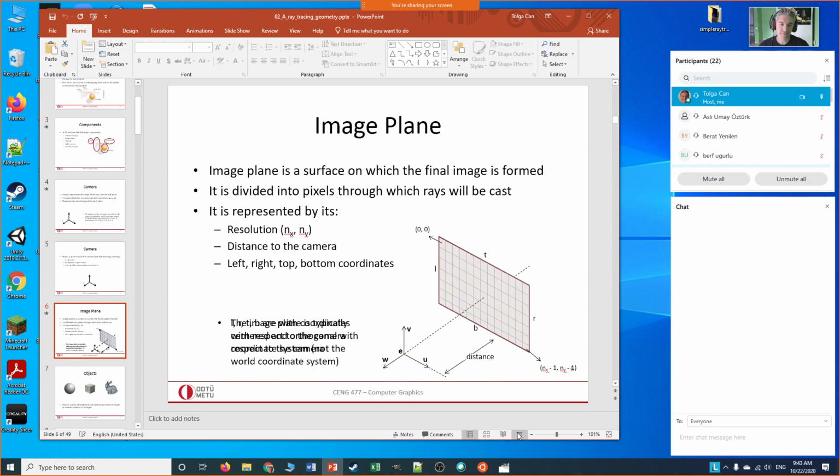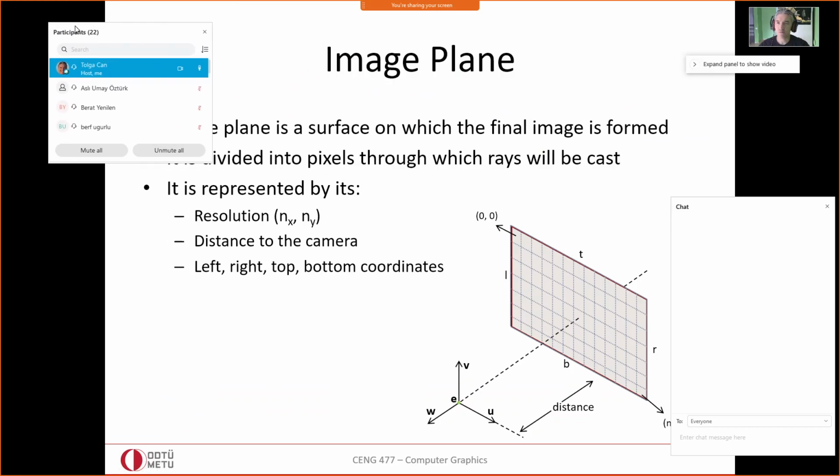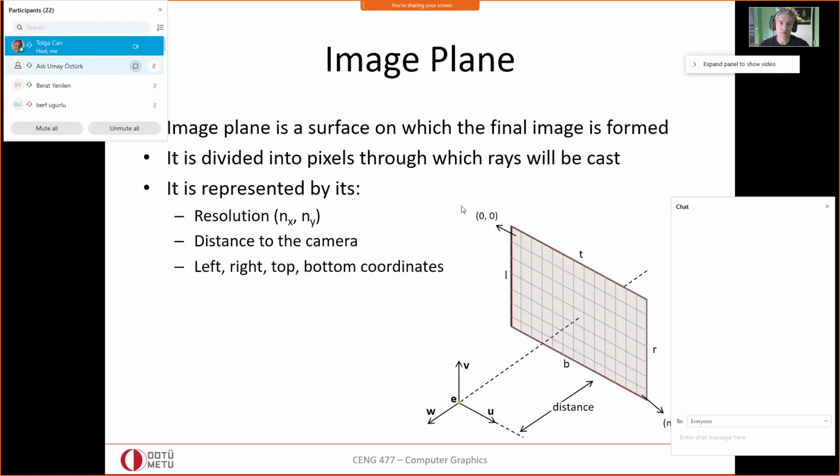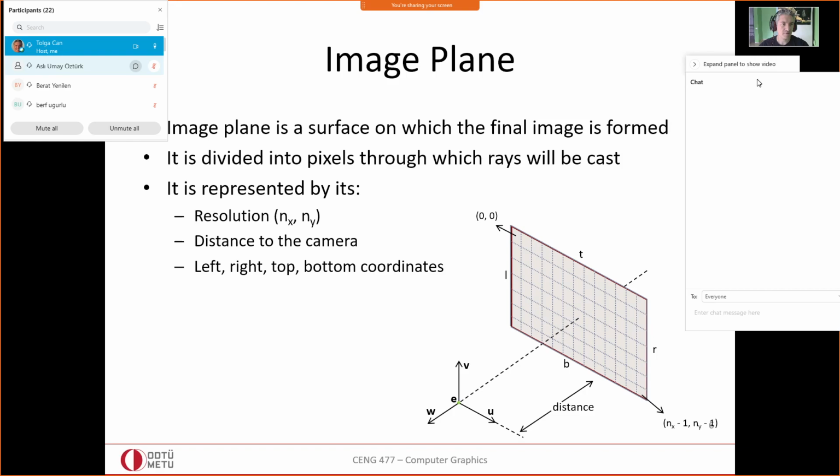All right, so let's start and let's first discuss what's going on here. Let me put it to the left-hand side. The chat window may remain on the right-hand side.